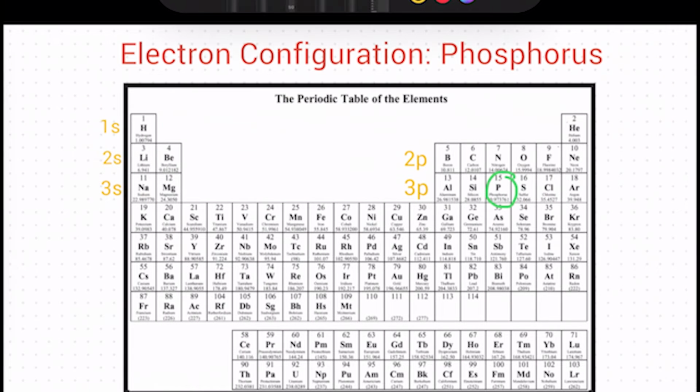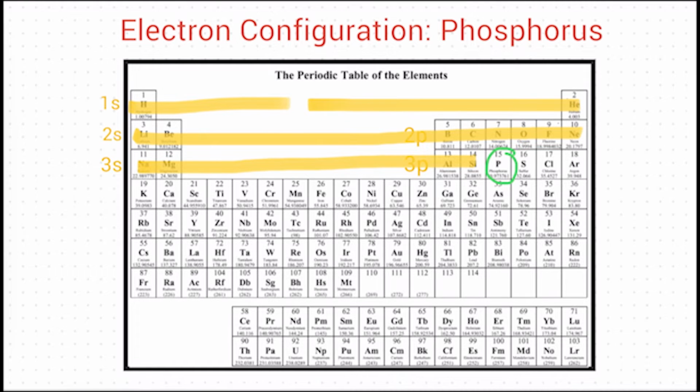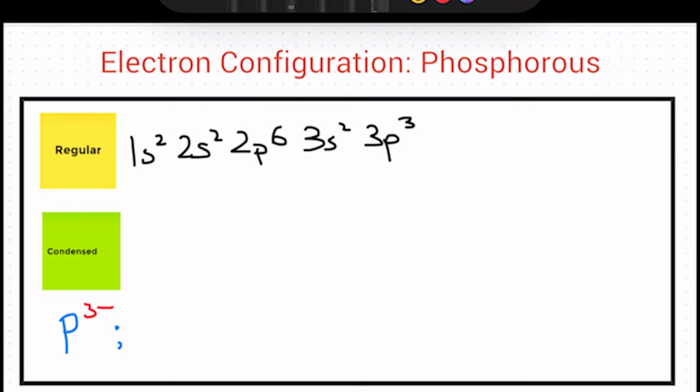To do this, we will go in order of the elements until we hit phosphorus. So now we know we have 1s2, 2s2, 2p6, 3s2, and 3p3. Writing this down, our regular electron configuration will be 1s2, 2s2, 2p6, 3s2, 3p3.